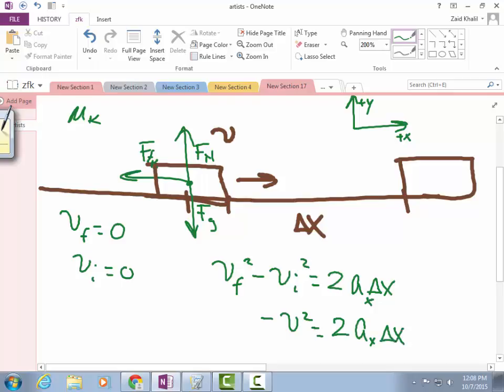Now what? Now we need to solve for a. How do we solve for a? Newton's second law.